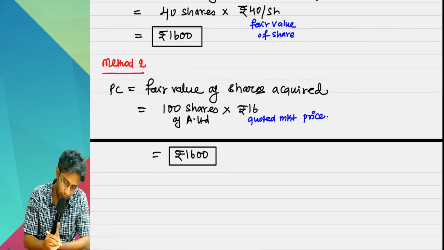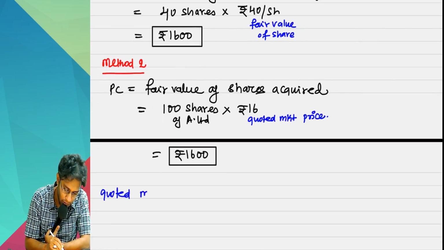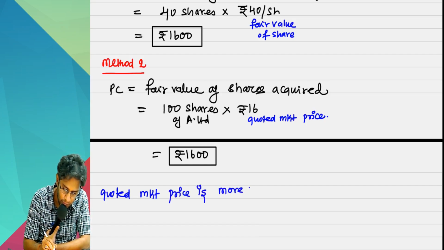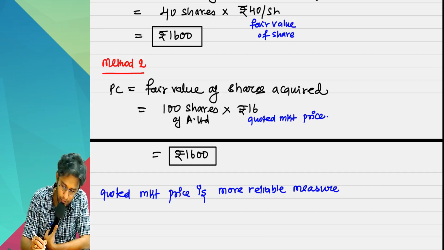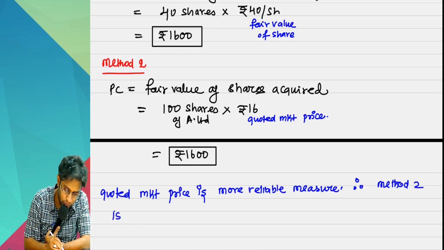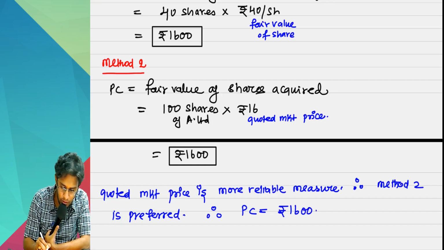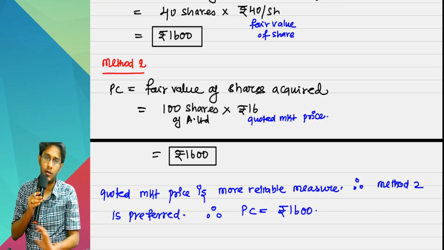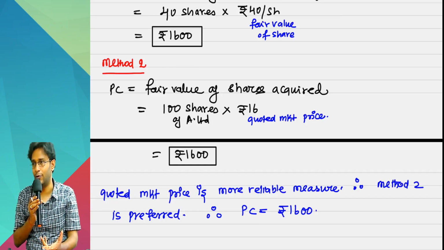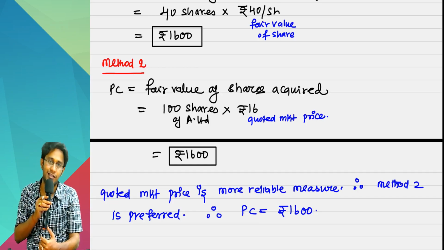So, quoted market price is the more reliable measure. Therefore, method 2 is preferred. Sir, it does not matter, you select any method, the answer will be same only. No, sir, it doesn't matter. But if you don't write this analysis, you lose marks.